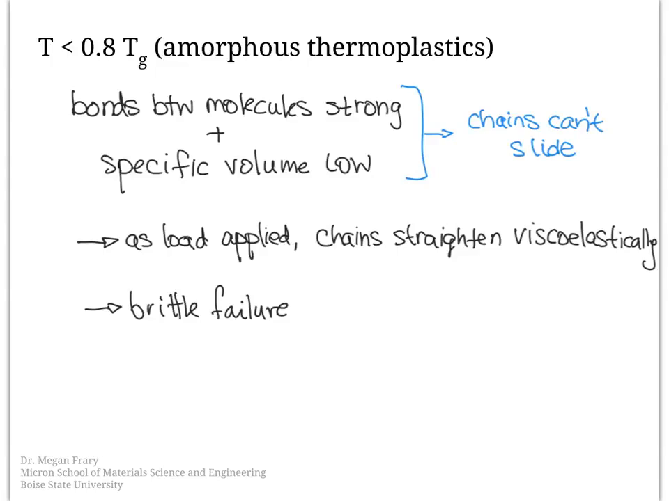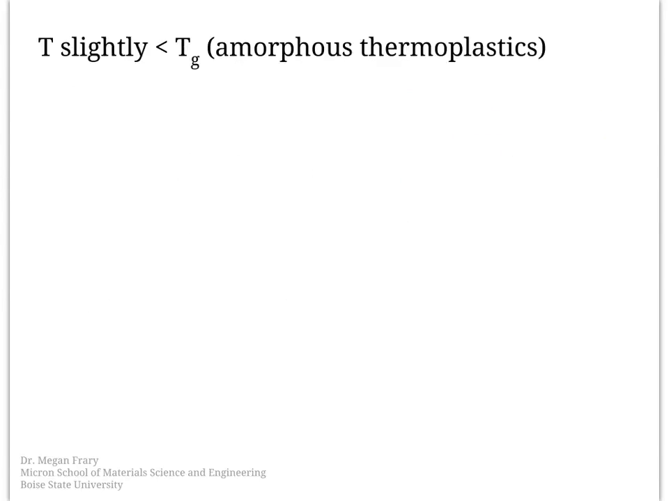As the temperature gets a little bit higher, then more plastic deformation can begin to occur. So now we're going to consider temperature slightly below the glass transition temperature. This would be a temperature of about 0.8 of the glass transition temperature. And now these amorphous thermoplastics have some limited ductility. This ductility is a result of the fact that the mean distance between chains is larger now, and this enables them to partially overcome the binding forces, giving the molecules at least some mobility.